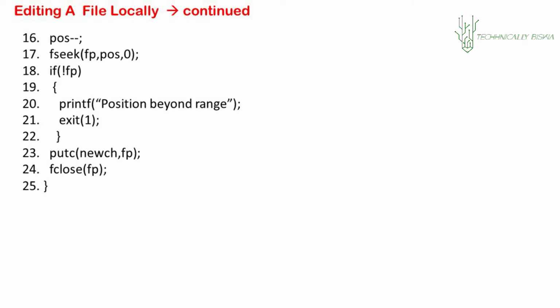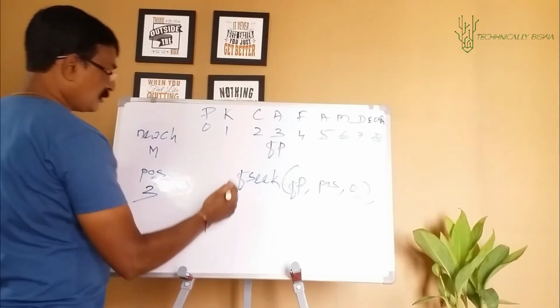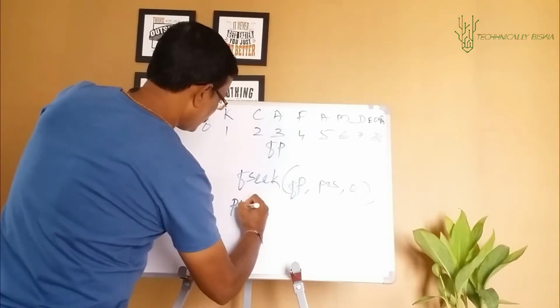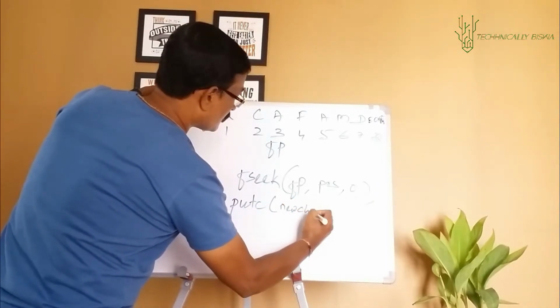Otherwise, look at the line below that. putc(newch, fp). I repeat, putc(newch, fp). That's the line, and then of course fclose is there. So what happens if it is a legal position? fp is here at the 4th position, and the line was putc(newch, fp).